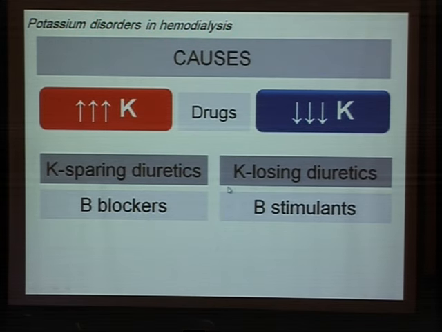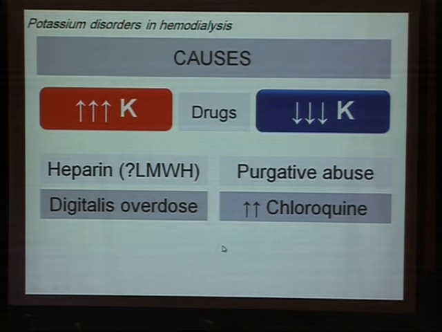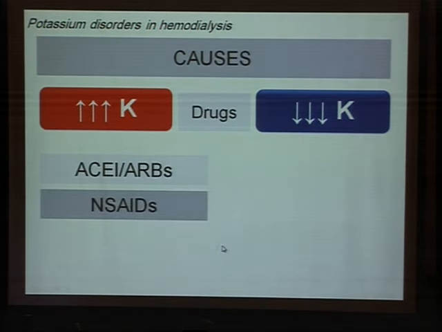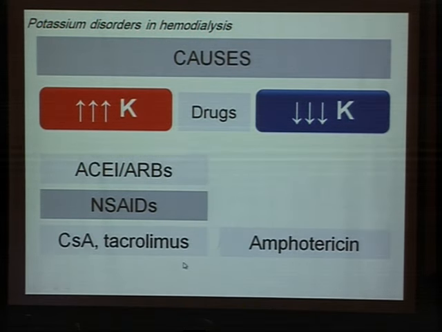Depending on the type of diuretic, dyskalemia will happen, especially if the patient has residual kidney function. Beta blockers and beta stimulants also contribute. ACE inhibitors or ARBs will cause hyperkalemia, likewise non-steroidals and calcium channel inhibitors.